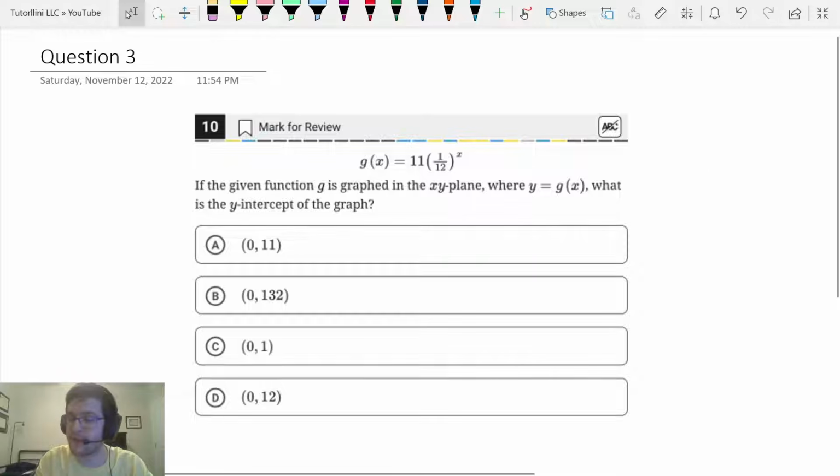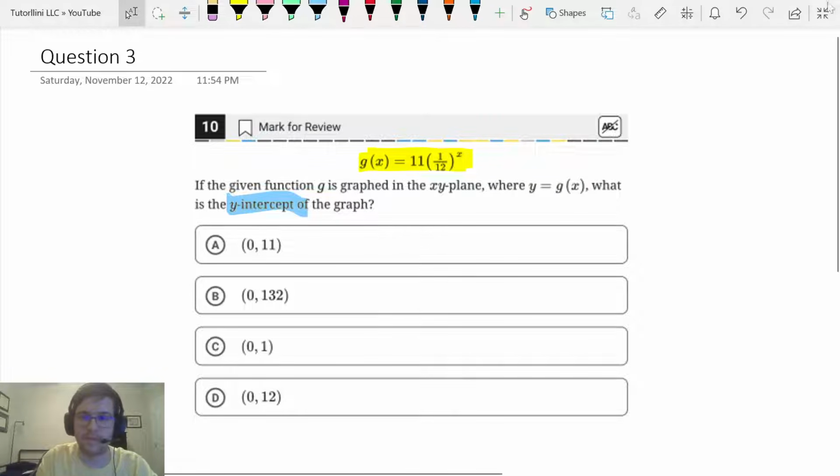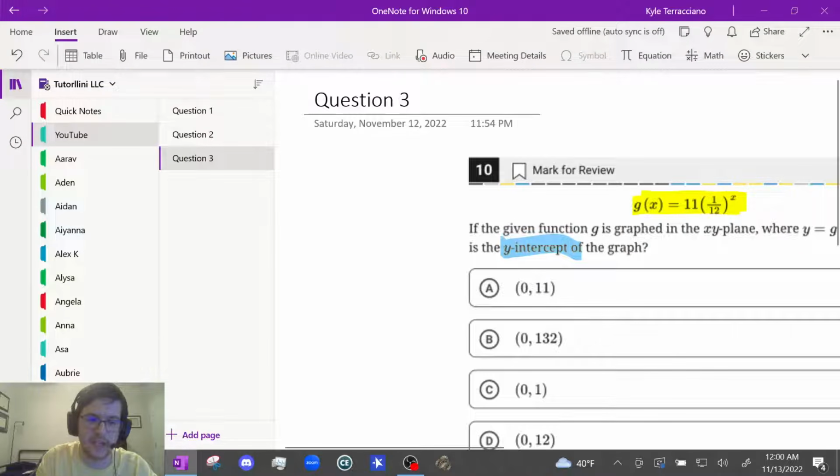Pause this video, see if you can solve it using Desmos. So the function we're going to type in is g of x equals 11 times 1 over 12 to the x. And we want to find the y-intercept of the graph. Okay, so let's type that in exactly as it's written.